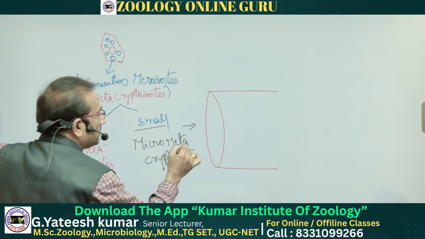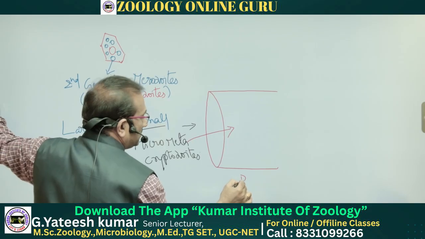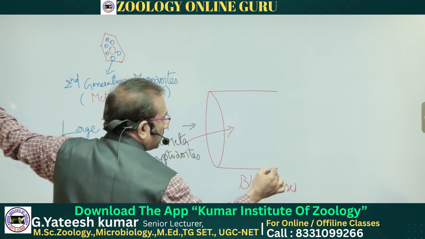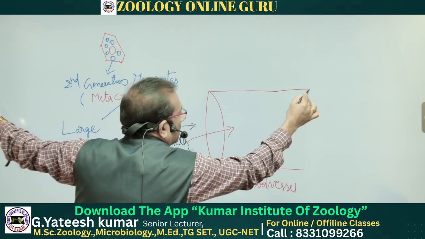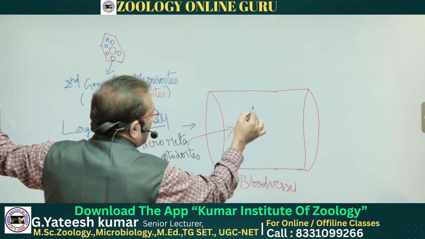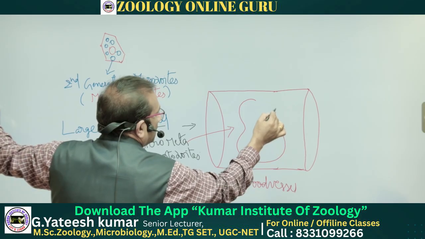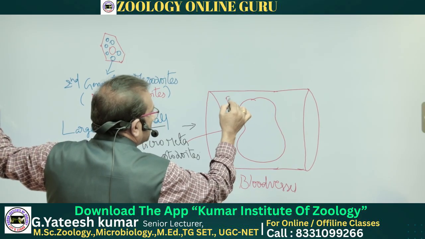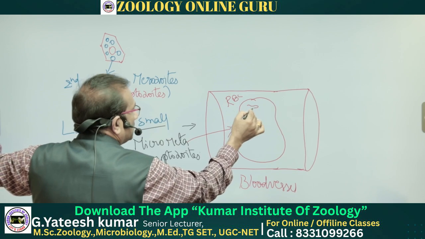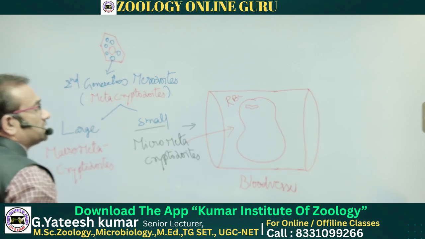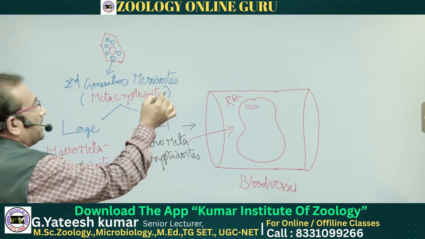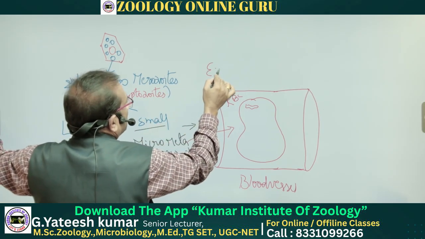In the blood, this is the blood vessel, they enter into the RBC. So the micro metacryptozoite enters into the RBC and starts the erythrocytic cycle, the second one.